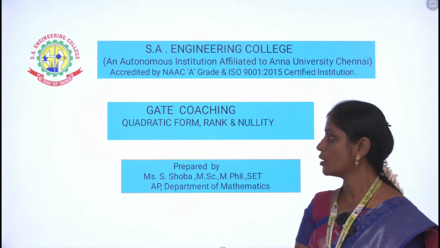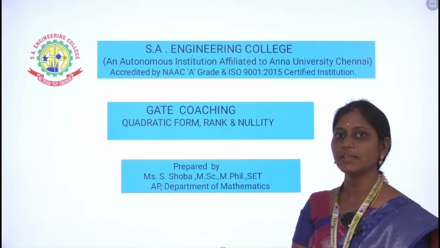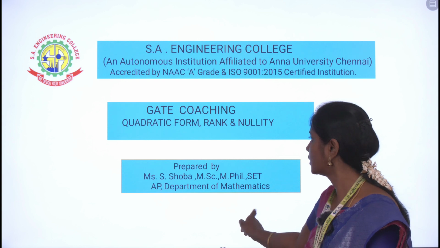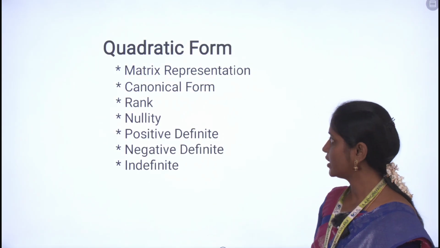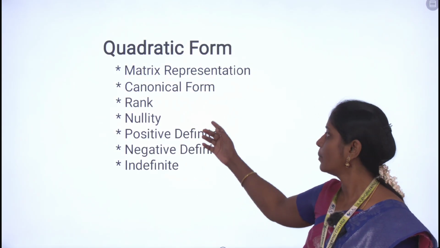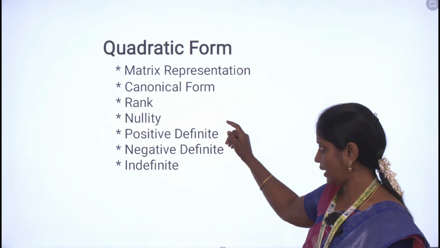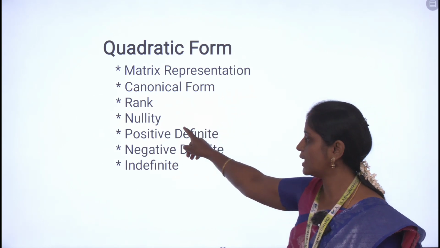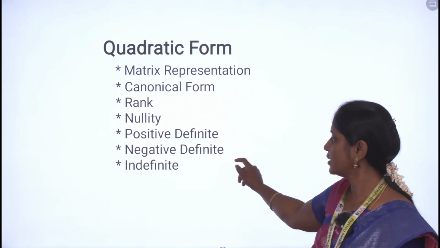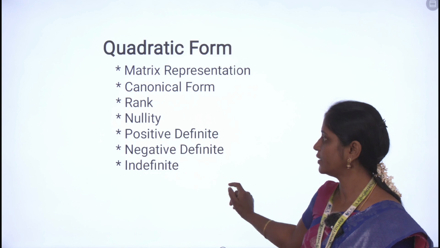We are going to discuss the quadratic form, rank, and nullity. In the quadratic form, we come across matrix representation, canonical form, rank, nullity, positive definite, negative definite, and indefinite.